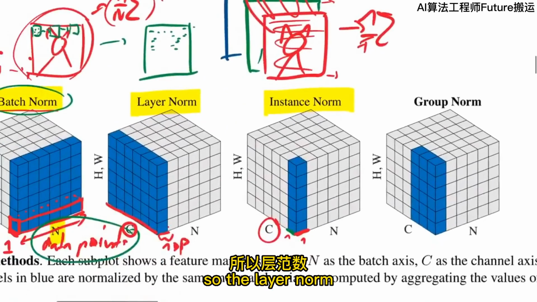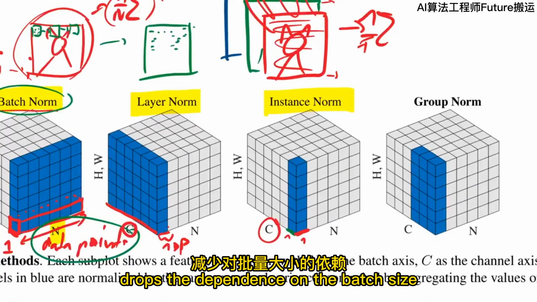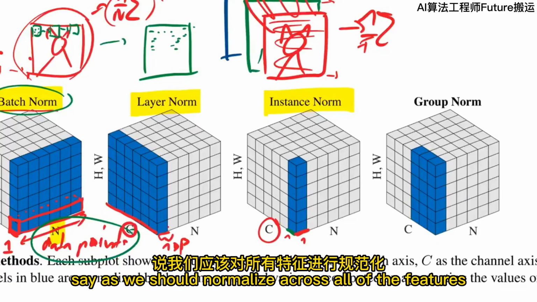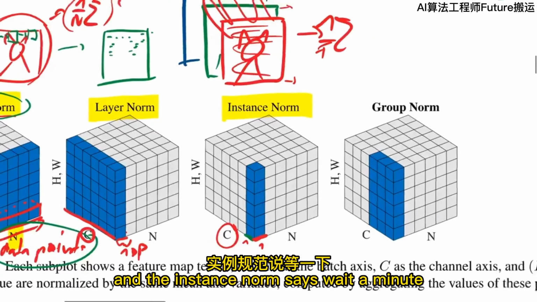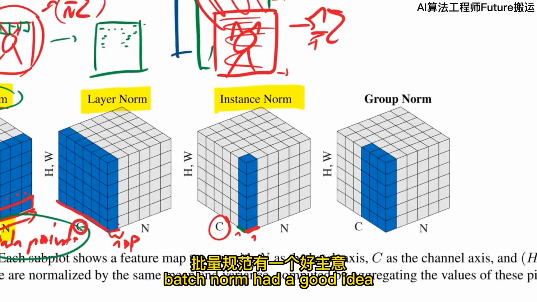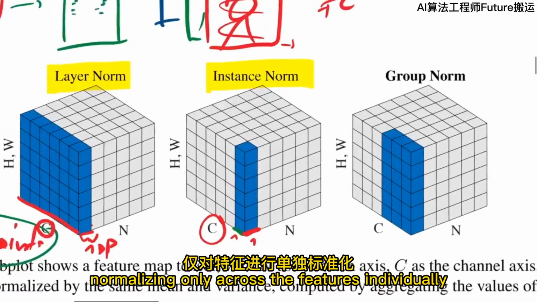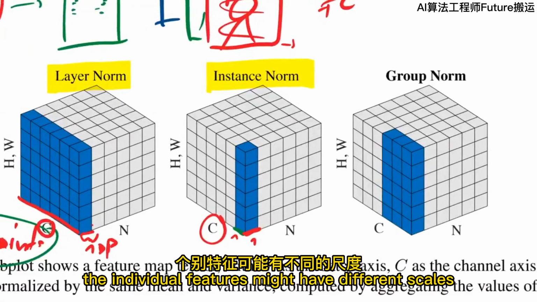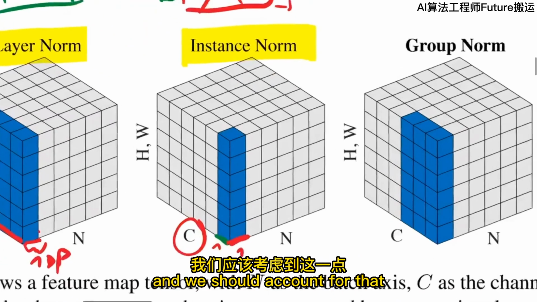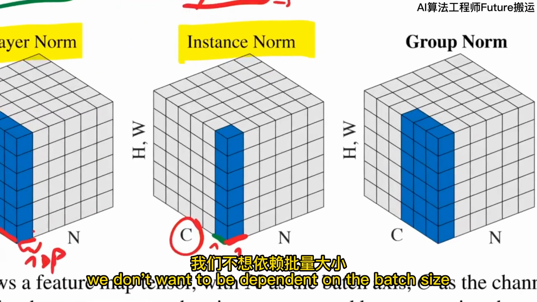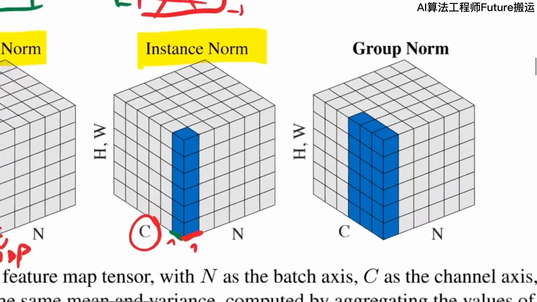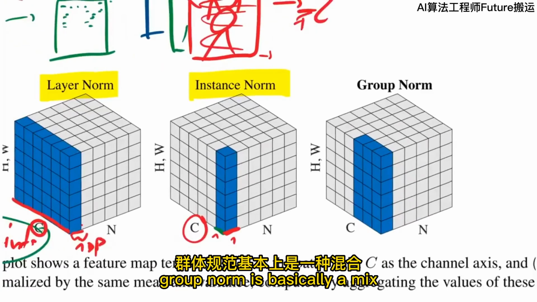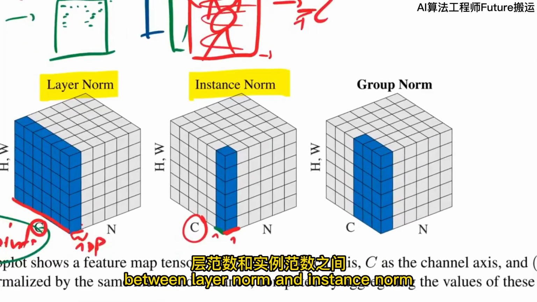So the layer norm drops the dependence on the batch size, but instead says we should normalize across all of the features. And the instance norm says, wait a minute, batch norm had a good idea normalizing only across the features individually because the individual features might have different scales and we should account for that. But also we don't want to be dependent on the batch size. And now this is where group norm comes in. Group norm is basically a mix between layer norm and instance norm.